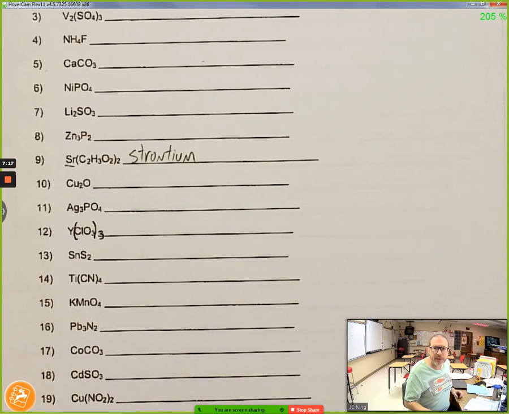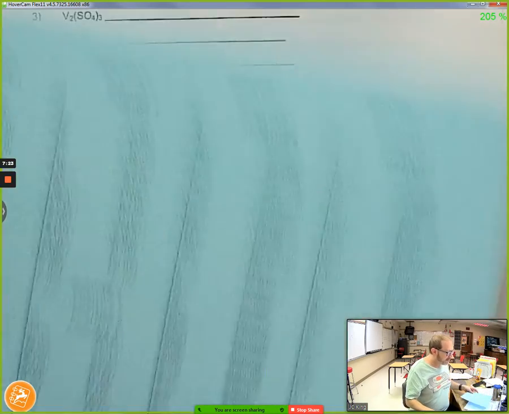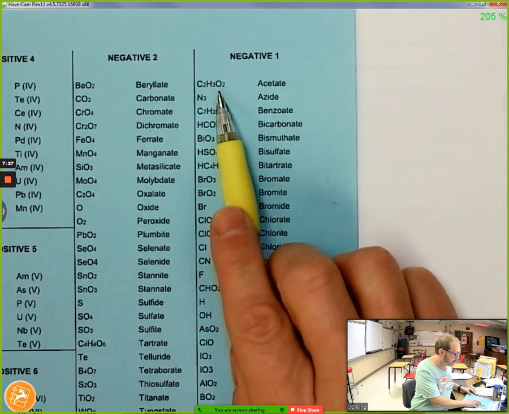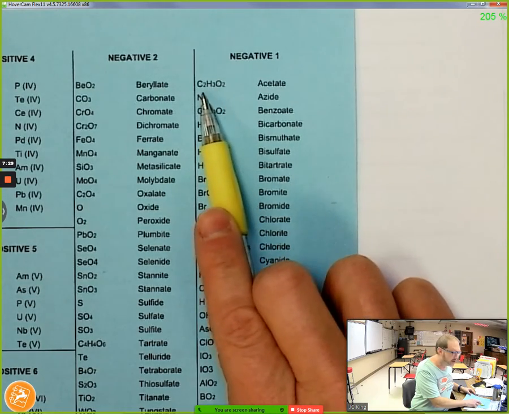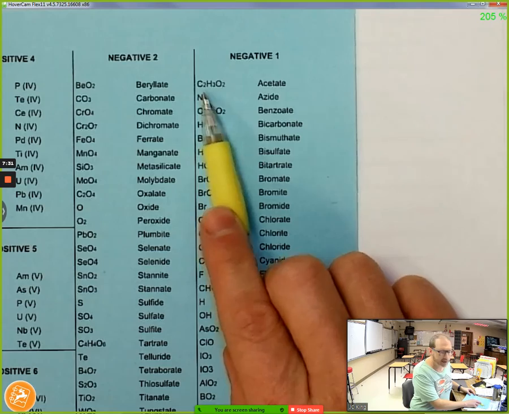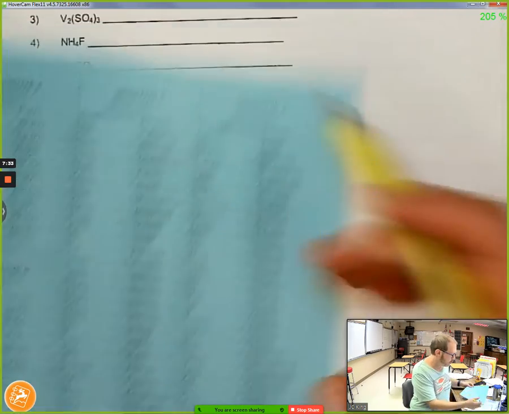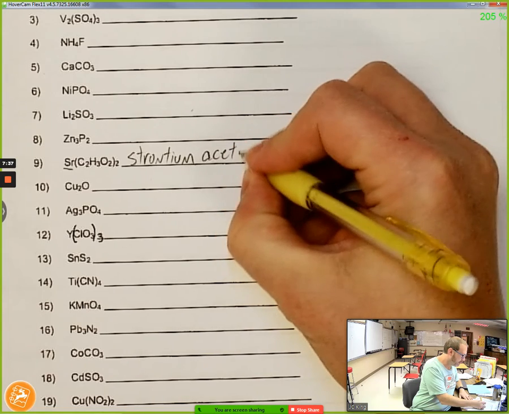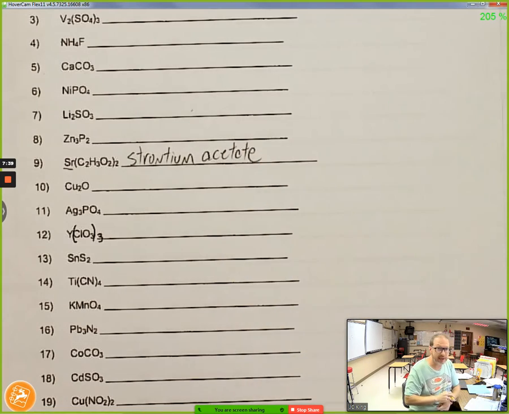So strontium, now I just need to go find my negative ion, C2H3O2, and find its name. So I look on the negative side, and hey, it's right there at the top of the list. Okay, the C2H3O2 ion is called acetate. So the name of this is just going to be strontium acetate. And you're like, it's that easy? Yeah, it really is that easy.